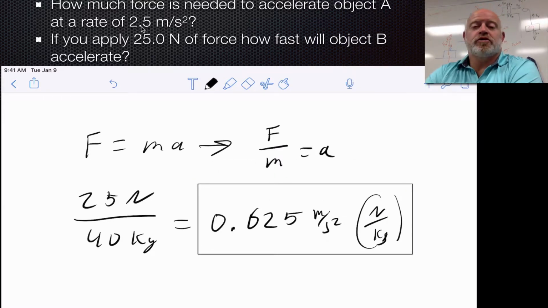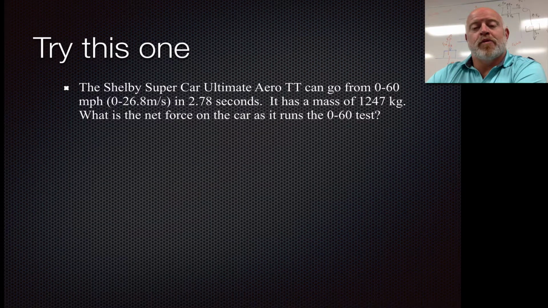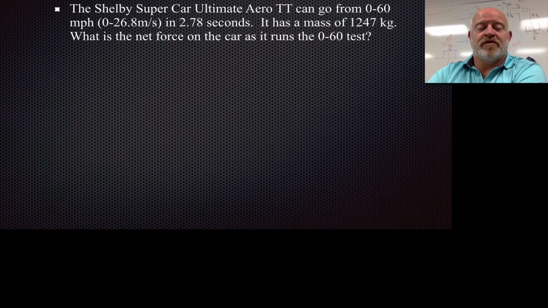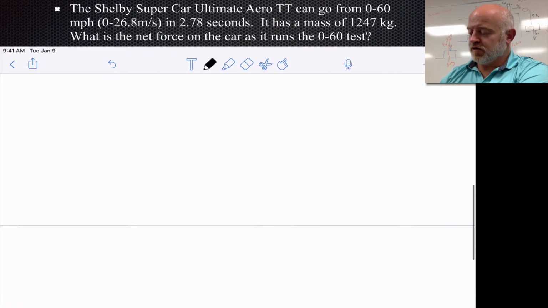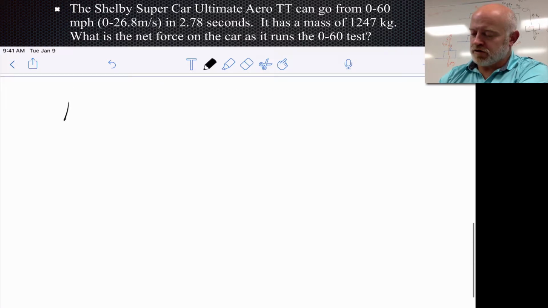Okay? So those are two examples of how you can do this mathematically, solving for both of these things. All right? If we go on now, we have a little bit more complex of a problem, so let's work through this one. We have the Shelby Supercar Ultimate Aero TT. It can go from 0 to 60 miles per hour in 2.78 seconds. We have a mass, and we want the net force on it.